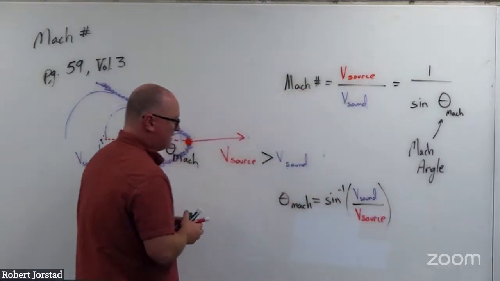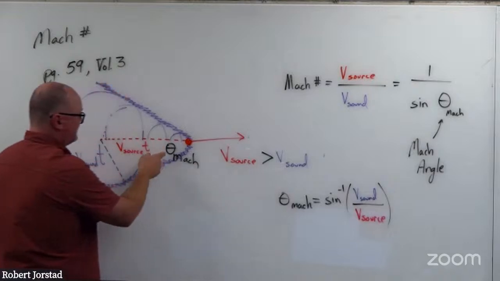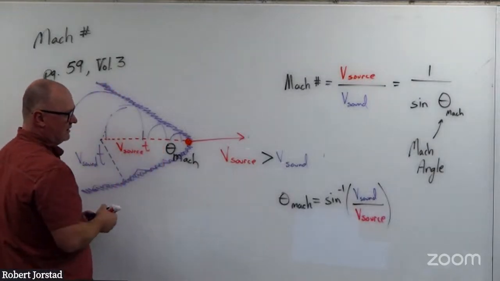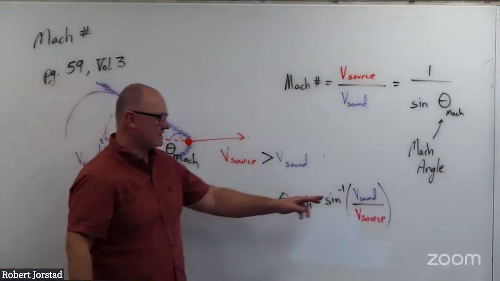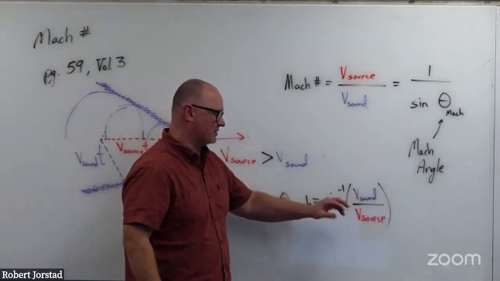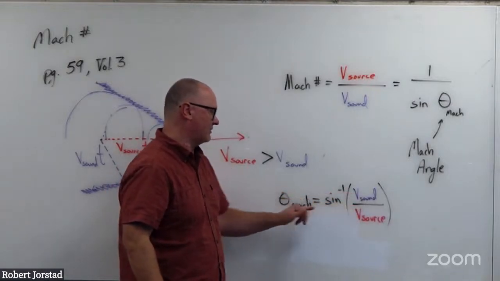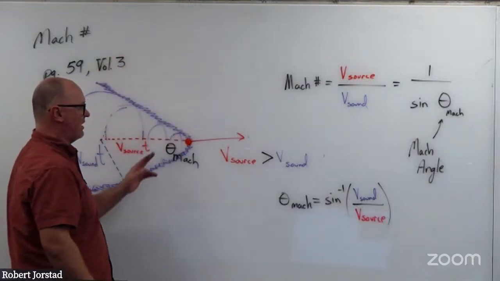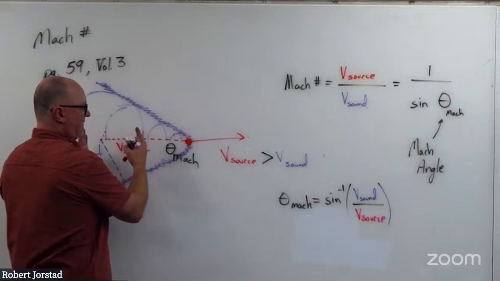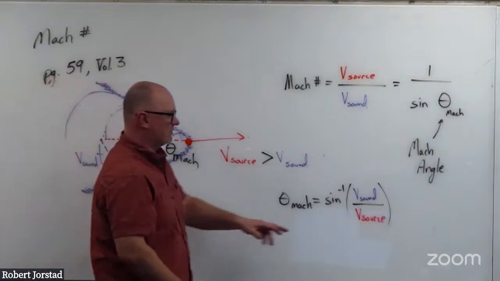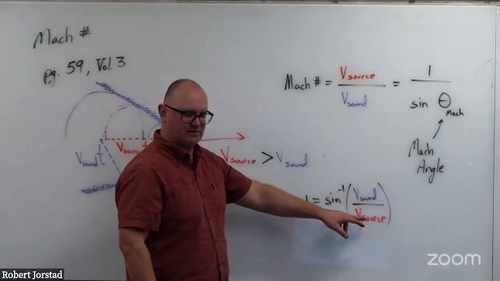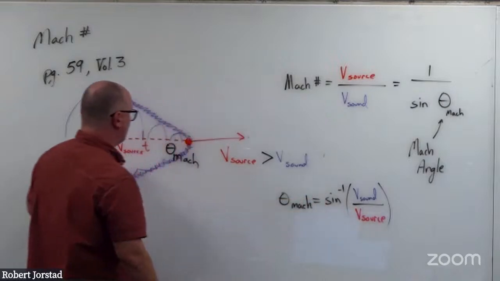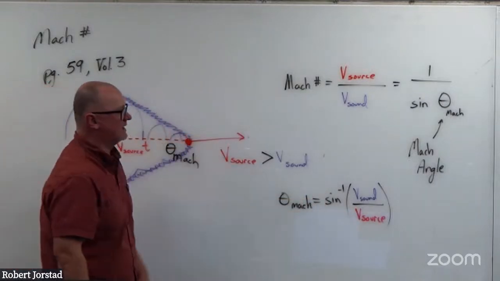And so we see that the angle inside here, if the sound and source are the same speed, sine inverse of 1, we should get 90 degrees. That's like straight up, right? And that's what we saw. When we were really close, we had this short, fat ice cream cone. And then if the source is really fast, it's sine inverse of a small number, that's a small angle. When I went really fast, we had a really skinny ice cream cone.